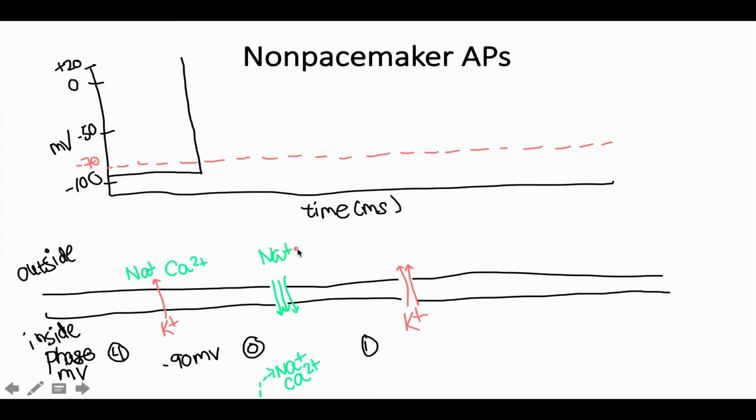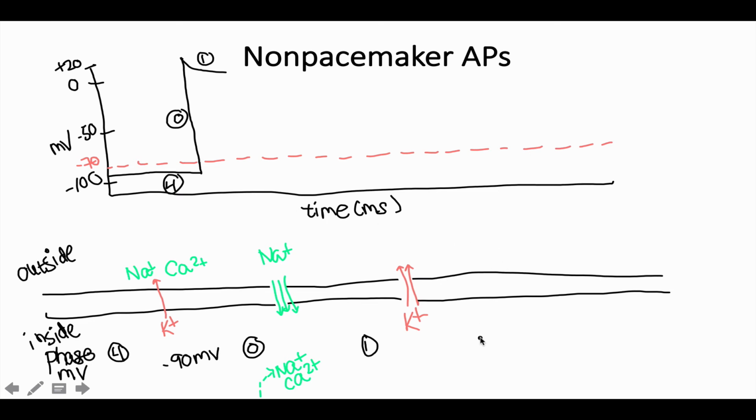So just to recap, we had sodium coming in that made it positive. Now we have positive charge from the potassium leaving. So this is going to cause the membrane potential to go more negative, right? So that's why we see this initial dip. Should probably make this bigger. So this is phase 1, this is phase 0, and this is phase 4.